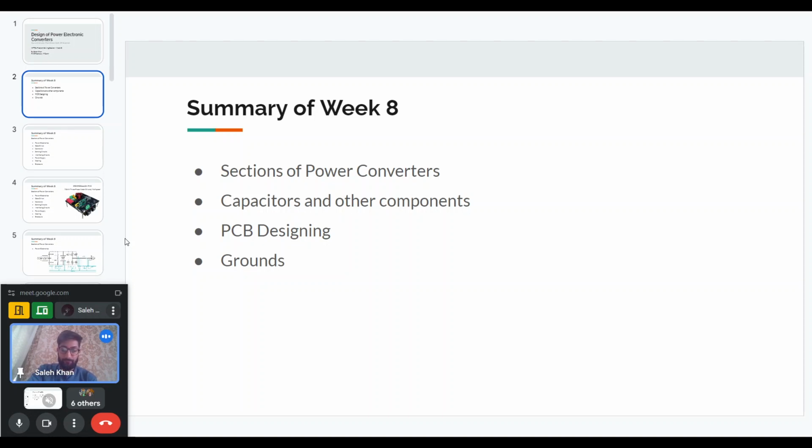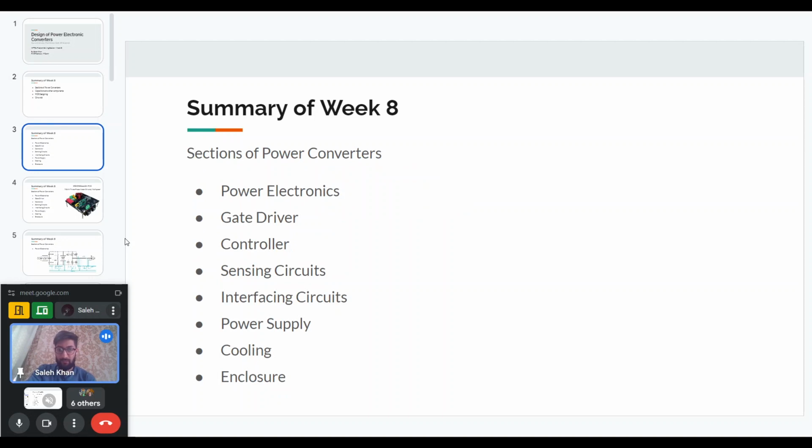Then there was a lot of focus on PCB designing and some focus on the different grounds and references that are encountered in an actual converter. So let's start with the sections of power converters. As you can see, I've listed the main sections that were mentioned in the course.